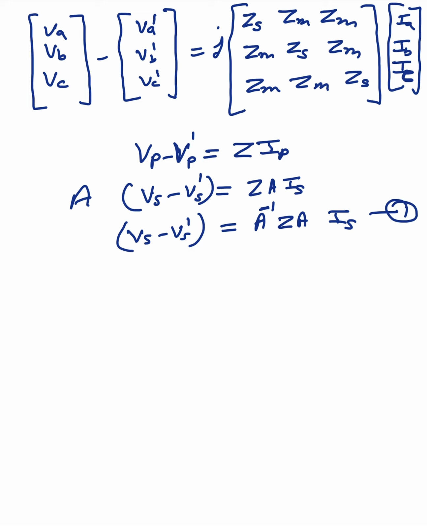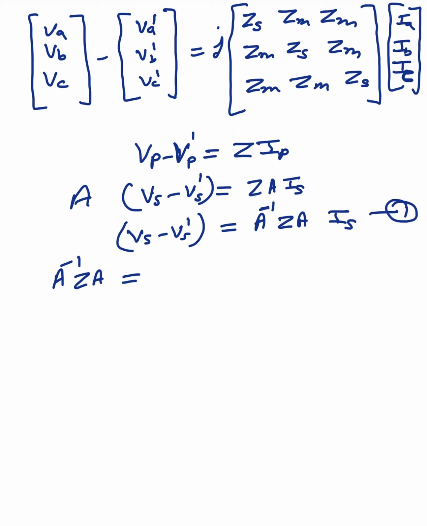So how do we calculate this? It is A inverse Za. First of all, we have to calculate A inverse Za. So what is the value of A? As we already know, the value of A is here.